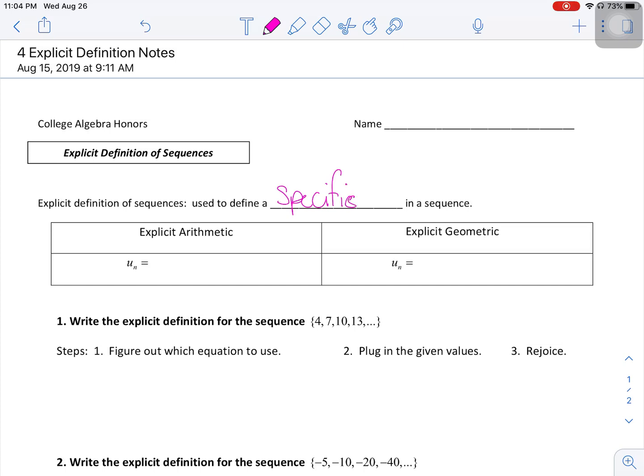term. That's a C at the end. Let's try that again. Specific term. I'm having issues writing today. Okay, term in the sequence.